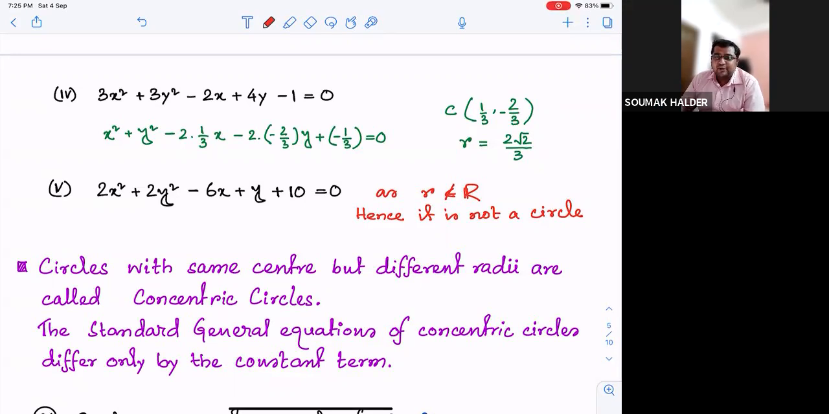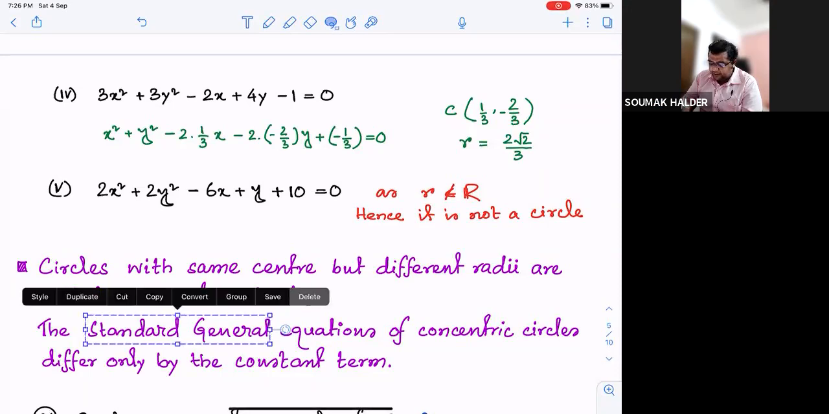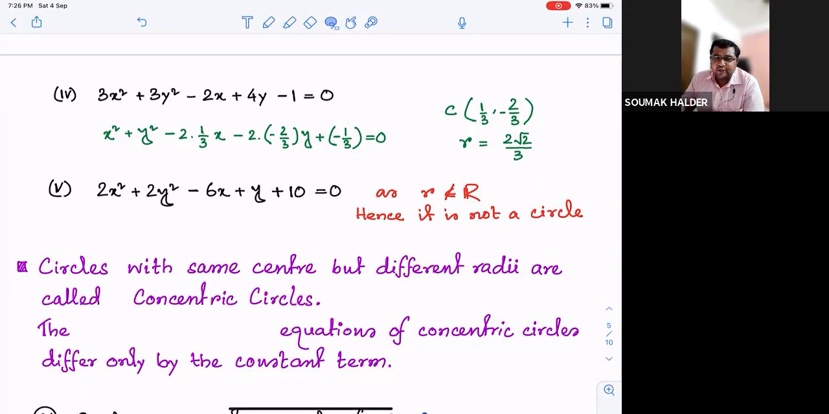So if we take the standard general equations of concentric circles, then they will differ only in the constant term. If I remove the phrase standard general, will the conclusion still be true? If I just say the equations of two concentric circles will always differ by the constant term only, will that be a right conclusion to follow?